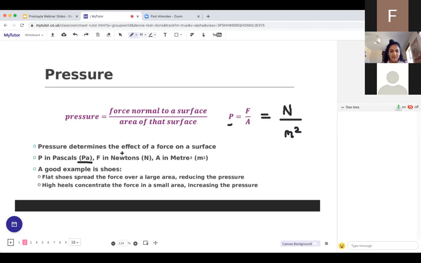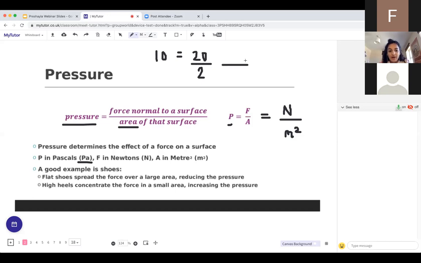Now, we've just said that if we increase the area, we reduce the pressure, which makes sense if we go back to our equation, because if we increase the area, so if we make the denominator much bigger, we make pressure much smaller. Okay, so sometimes I like to think about it using real numbers. So let's do 10 equals 20 divided by 2. Okay, so this means 10 is pressure, force is 20, 2 is our area.